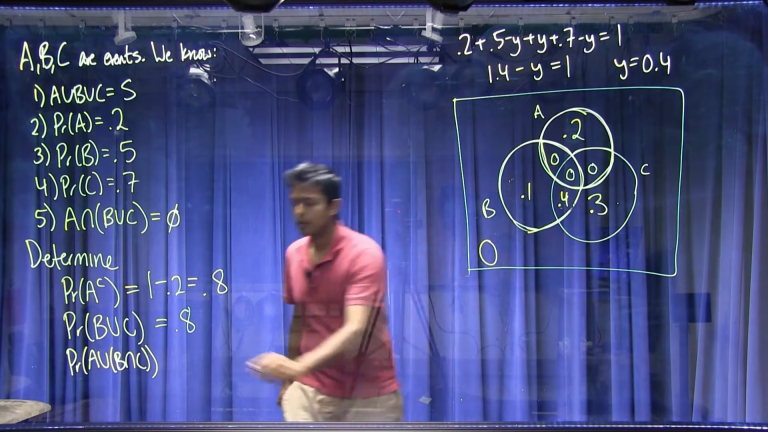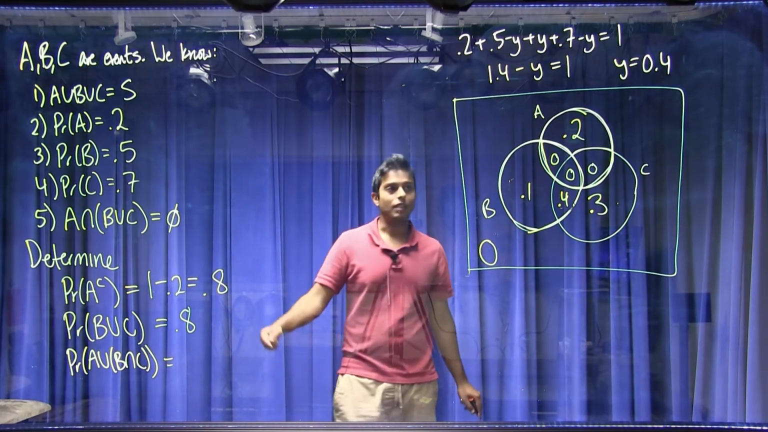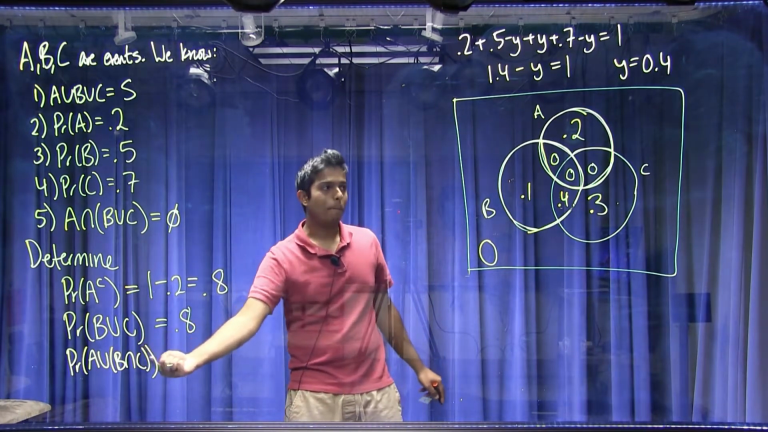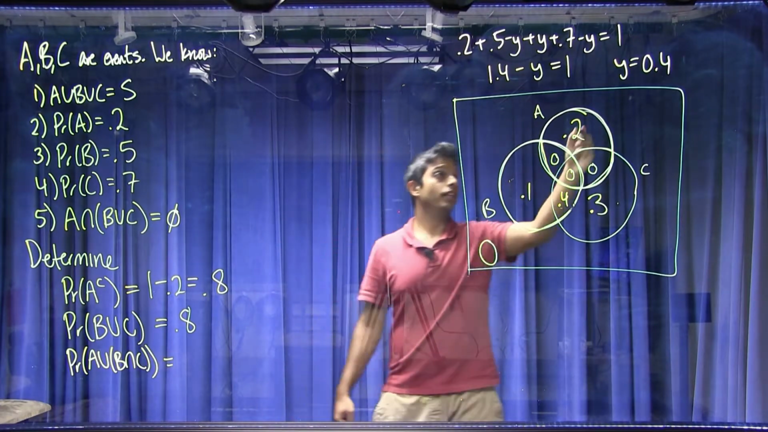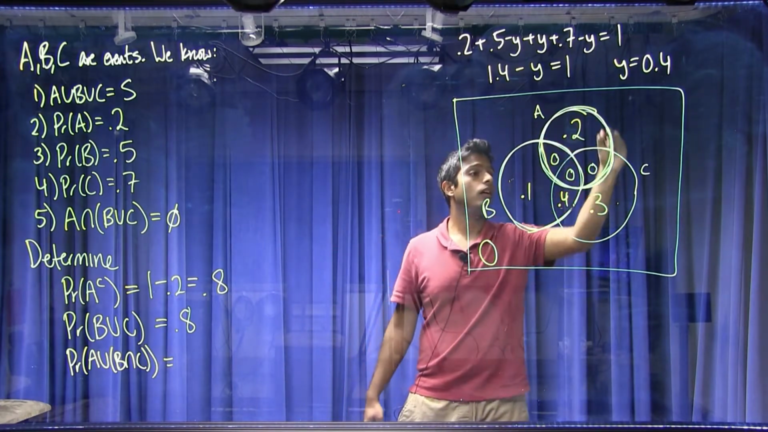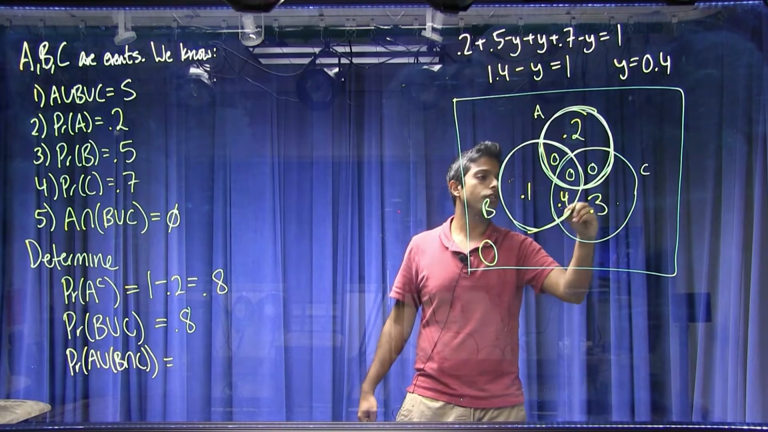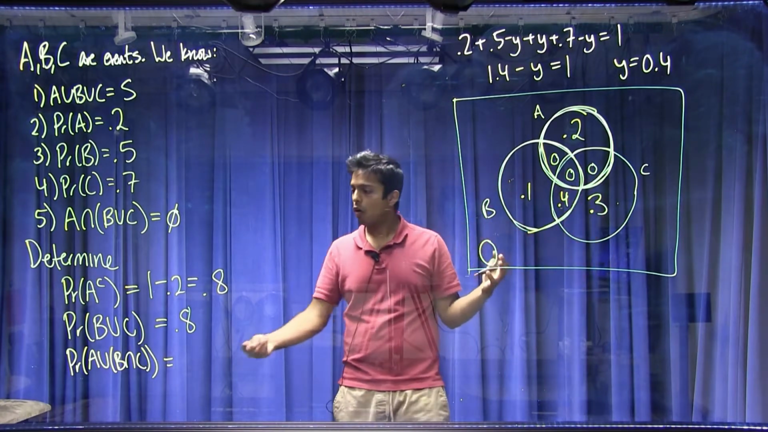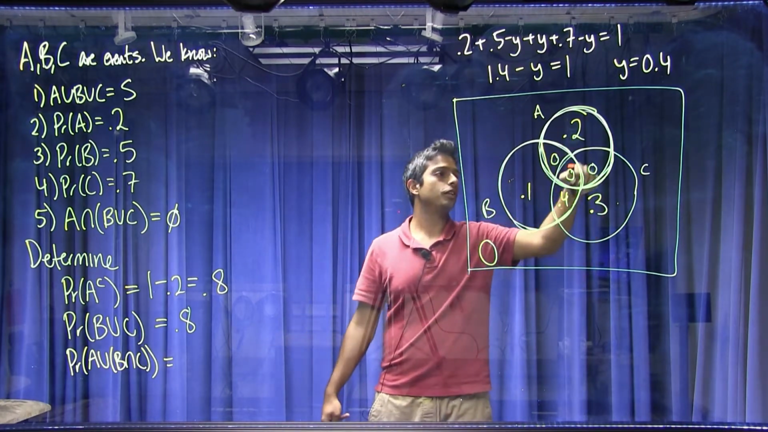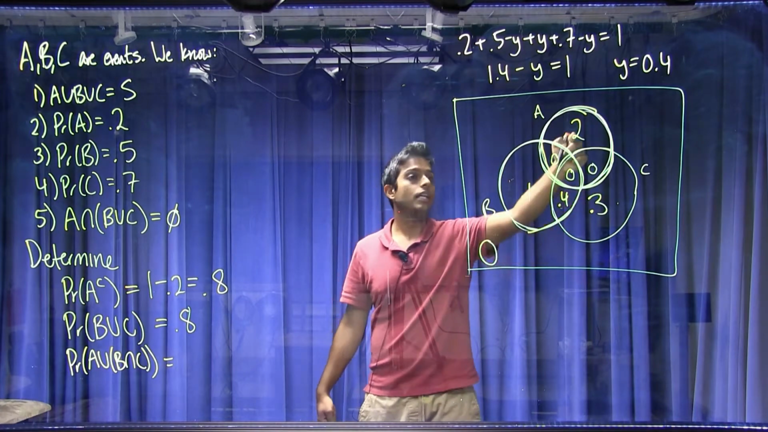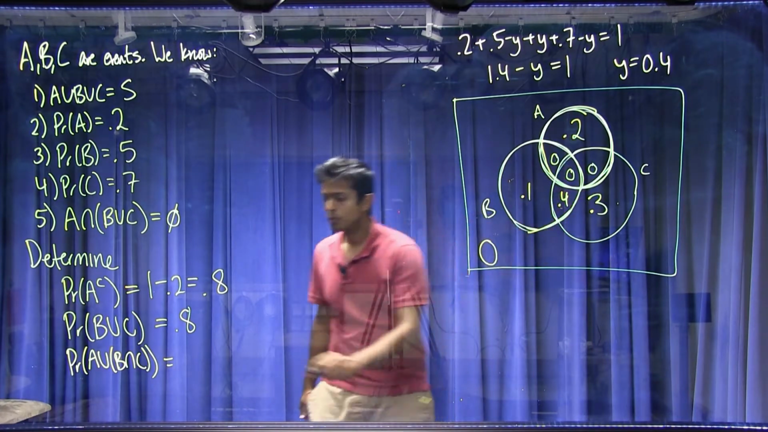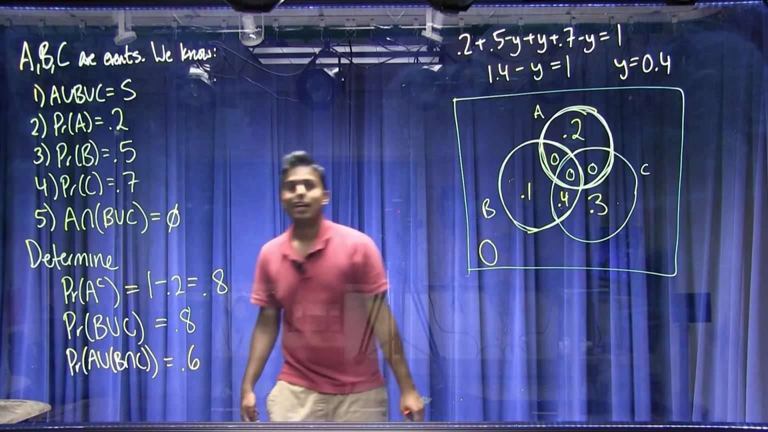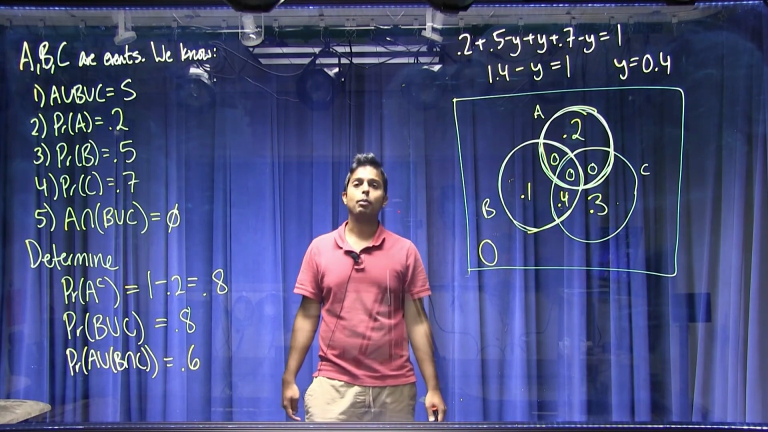And then the last one, we want the probability of A union B intersect C. So here's A, and here's B intersect C. So we want all the numbers in A union B intersect C added together. That's the 0.2 plus the 0.4, so that's 0.6. And that's our first 3-set Venn diagram problem with probability.